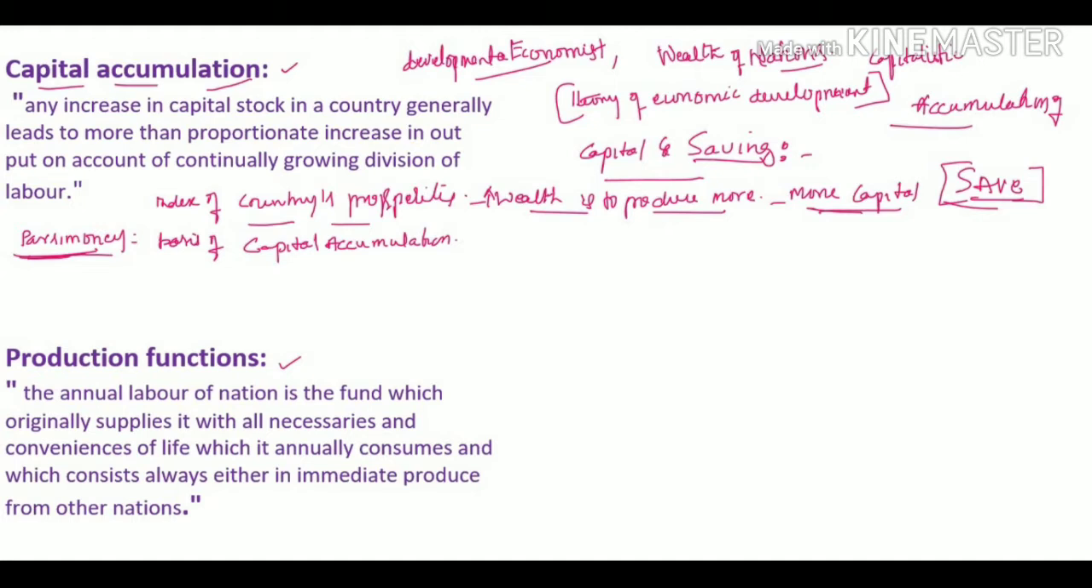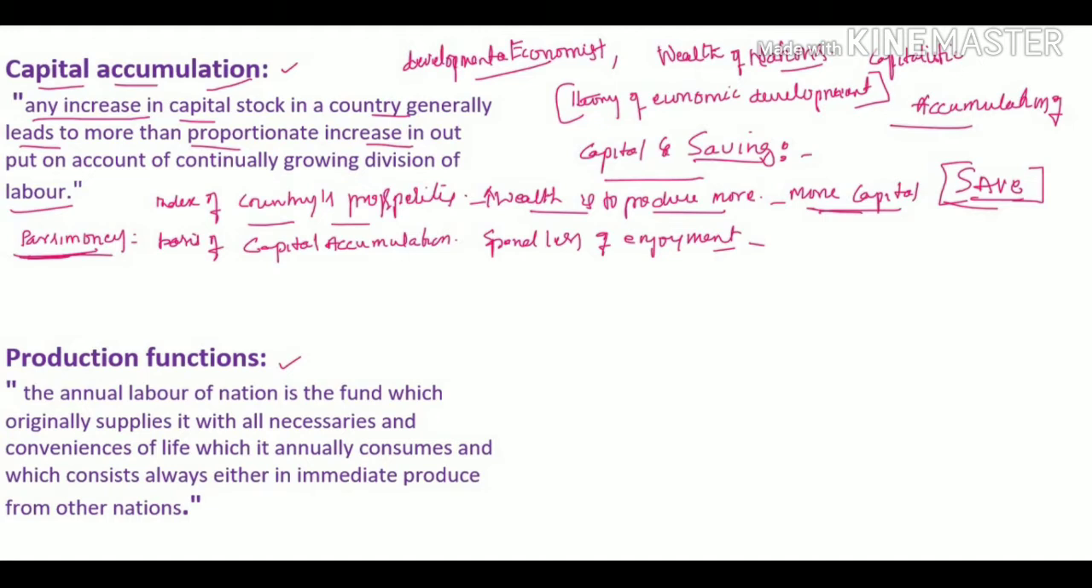To acquire more, we have to spend less on enjoyment for the sake of future wants and enjoyments. Here we have to understand the importance of capital accumulation. Any increase in capital stock in a country generally leads to a more than proportionate increase in output on account of continually growing division of labor.